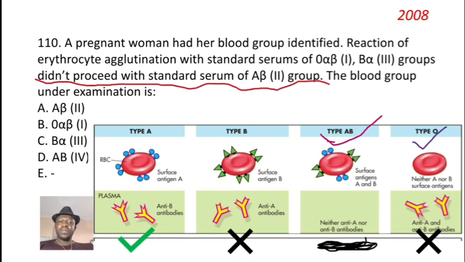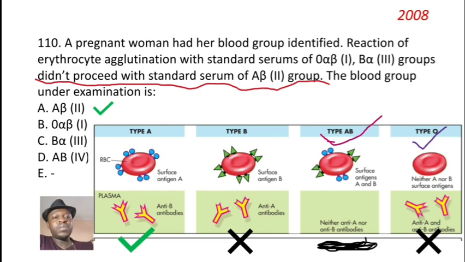You will see these questions again in the next slides, and you will understand different scenarios where you apply this kind of table. I will be showing you. So here I said the answer is A. That's blood group 2.